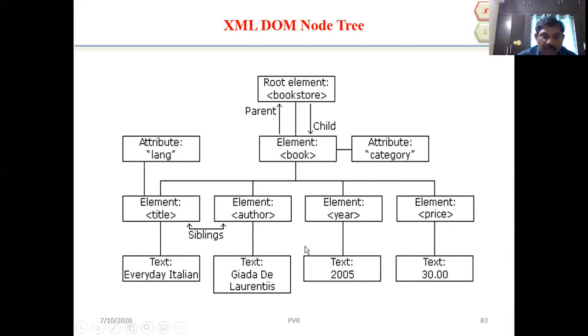Here, see, title and author are siblings. Here the author is writing the book and he is giving the title. We can say that they are siblings, like brothers. That is why we say siblings. Here the title is Everyday Italian, the author is Giada De Laurentiis, the year is 2005, and the price is 30 rupees.